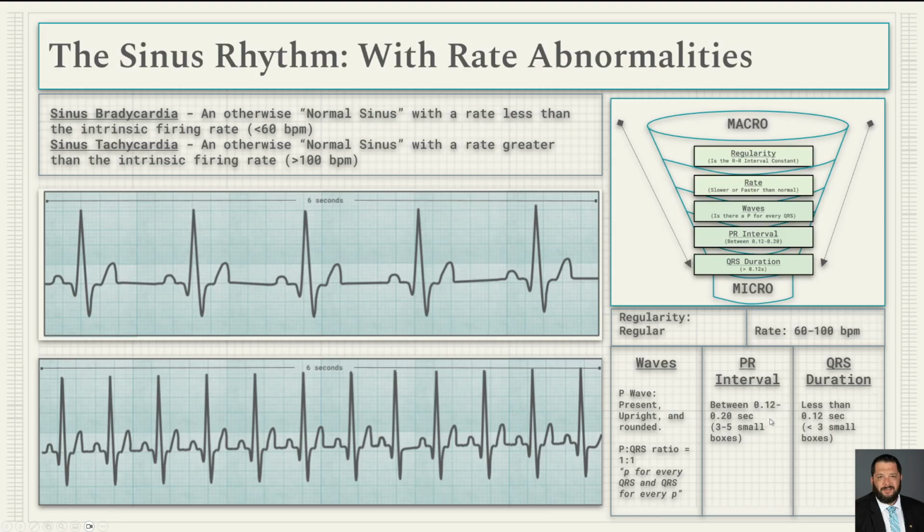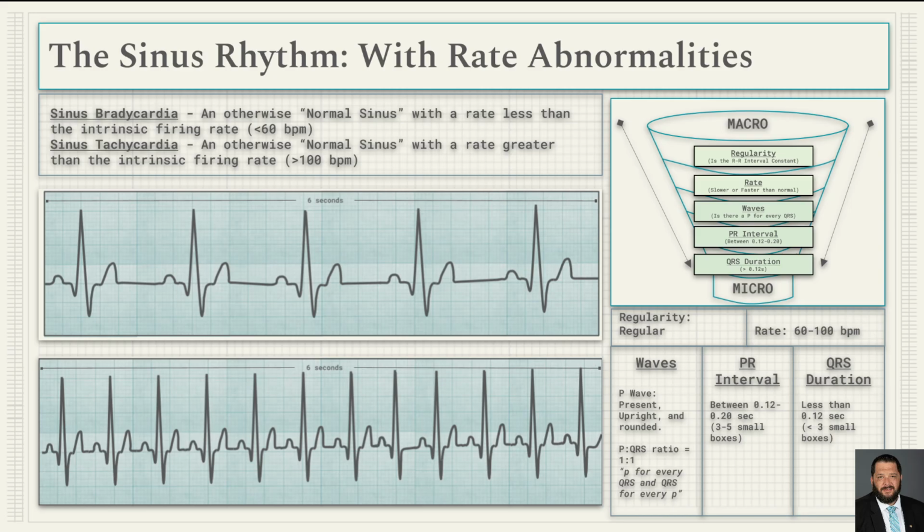Now let's look at some abnormalities. We've established what normal is. Normal sinus rhythm is our baseline. The 2 rate abnormalities for a normal sinus rhythm are a fast rate and a slow rate.